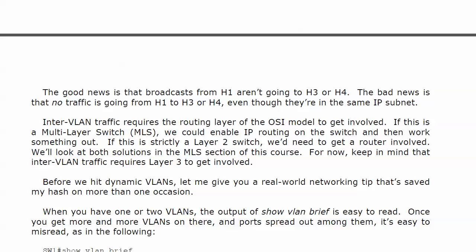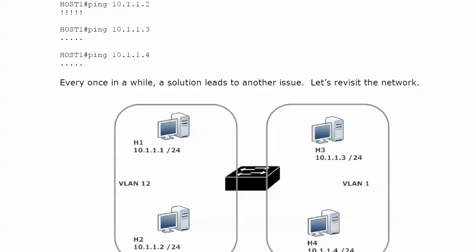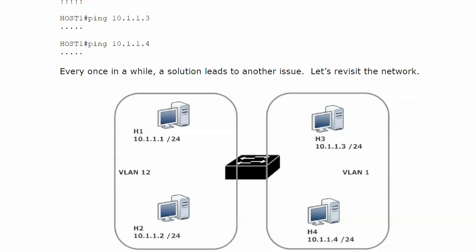That's what I want you to keep in mind right now, because we're going to look at solutions for this situation in the multi-layer switching section of this course. But right now, I just want you to keep in mind that inter-VLAN traffic requires layer 3 to get involved. Because sometimes it does seem like, in networking, we get a solution to something, and then that solution causes another issue. So while we're limiting the propagation of broadcasts right now, the issue is that we can't have inter-VLAN routing. We can't get packets from a host in one VLAN to another unless we have a multi-layer switch and configure layer 3 on that, or we get a router involved somehow.